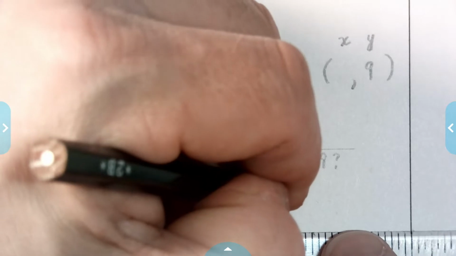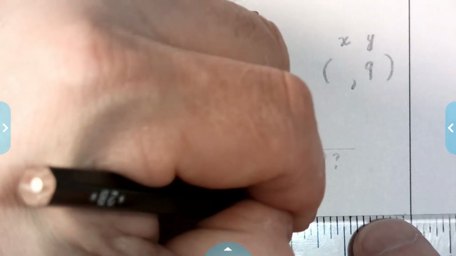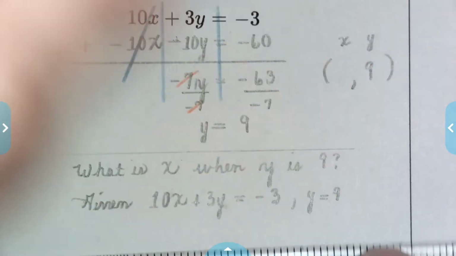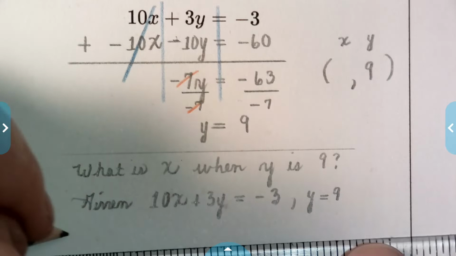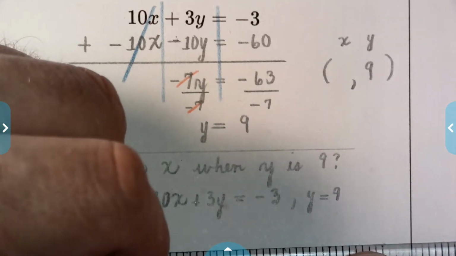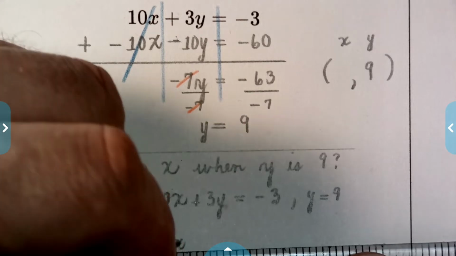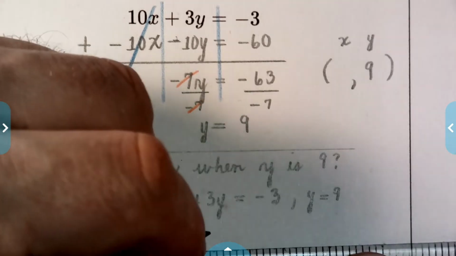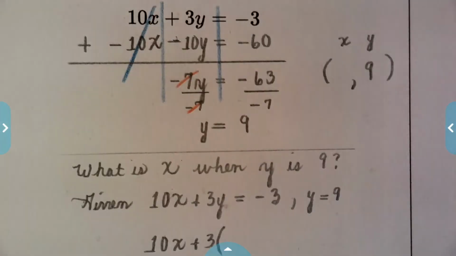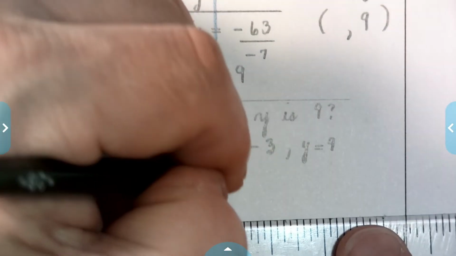And y equals 9. Okay, what have we got? We have 10x plus 3, and then open parentheses, close parentheses, equals negative 3.